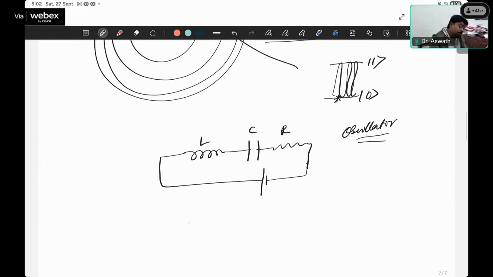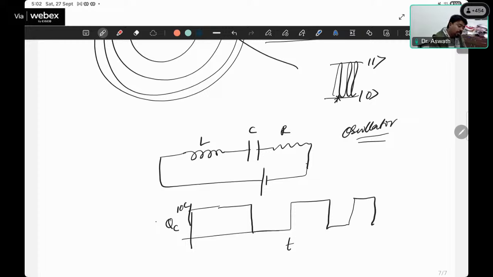How is it oscillating? If you plot time versus charge on the capacitor, sometimes it's some 10 coulomb, drops to 0 coulomb, and then goes back to 10 coulomb, just oscillating. I'm giving an ideal situation. Basically, it is just decreasing and increasing, decreasing and increasing.